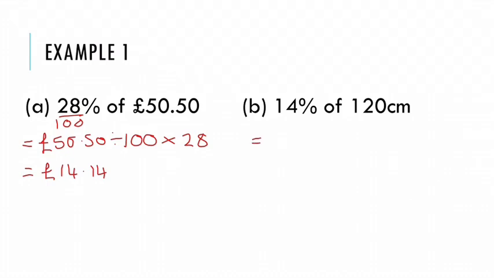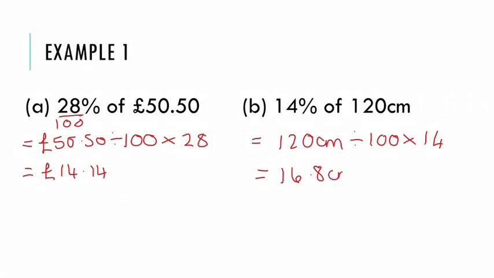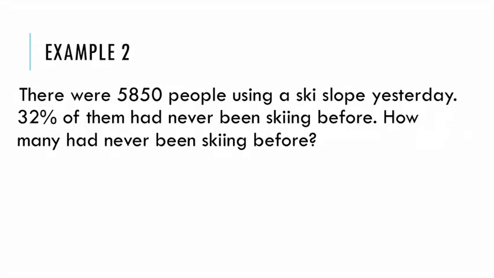The second one, we take 120 centimetres, we divide by 100, which would be the bottom of the fraction, and multiply by the percentage of 14. Put all that in your calculator and that gives you 16.8 centimetres. It is important that we show that middle line of work in the divide by 100 times by the percentage.